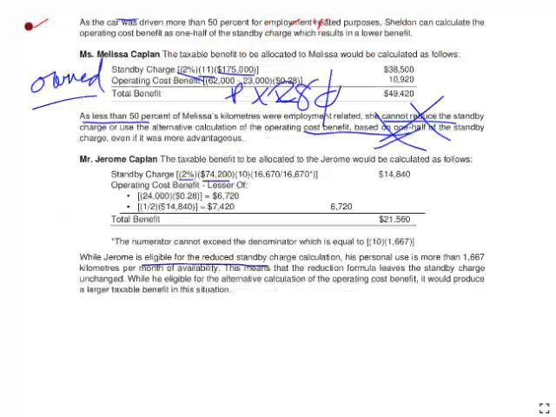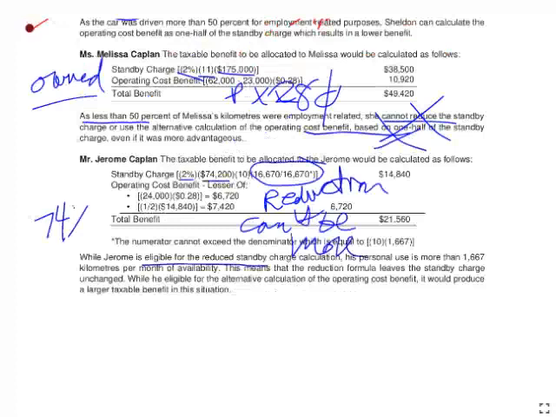69 over 93 is 74%. So he's at 74%, so he is eligible for the reduction. But remember, this reduction is a reduction, so it can't be more than 1. Whoops. Numerator cannot exceed denominator. In other words, it only caps out at 1. It's not supposed to make the standby charge higher. It's supposed to reduce it.